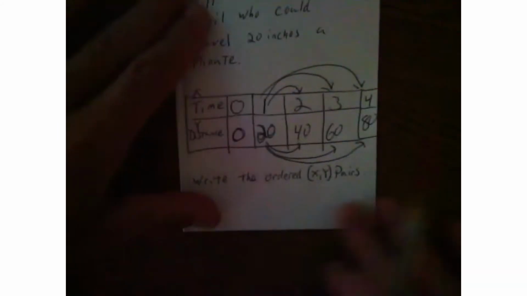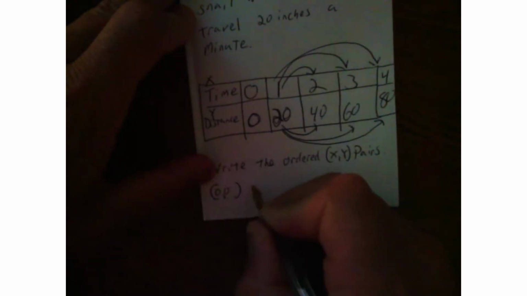Next thing I want you to do is think about writing your x, y ordered pairs. So if you go back to our ordered pair lesson, it would be ordered pair 0, 0. Ordered pair 1, 20, x, y. Ordered pair 2, 40. Ordered pair 3, 60. And ordered pair 4, 80. There we go.